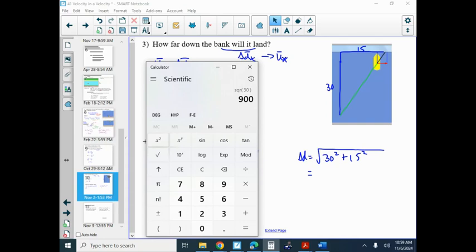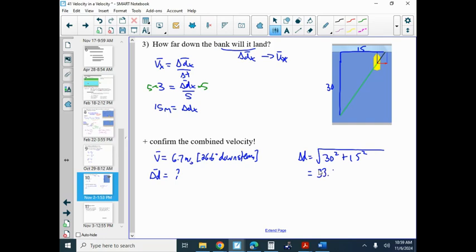30 squared plus 15 squared equals that, and we're going to root that thing. Gives us 33.54, or 33.5 roughly anyways. So there we go, 33.5 meters, and usual stuff, right?